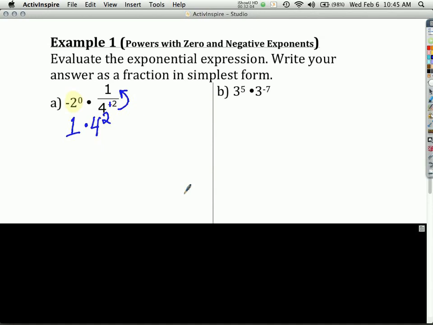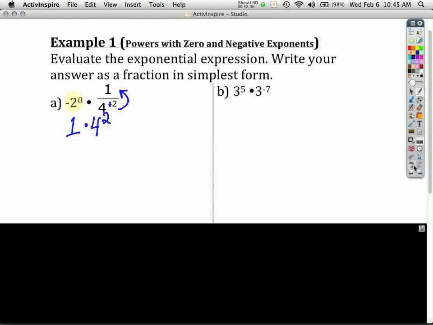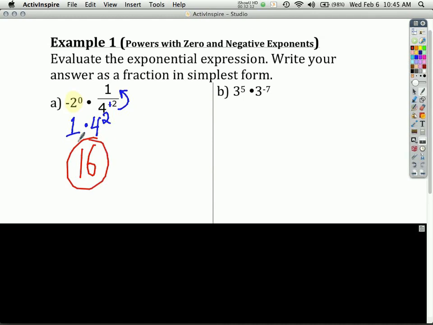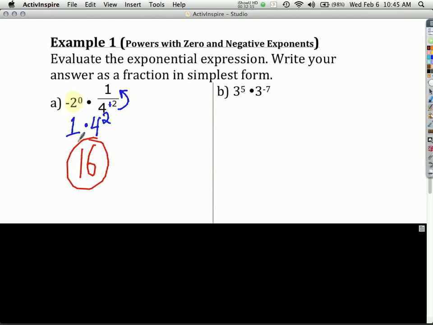Okay? So, now simplify completely. 4 to the second power is 16. 1 times 16, 16. That is simplest form. Comments or questions?